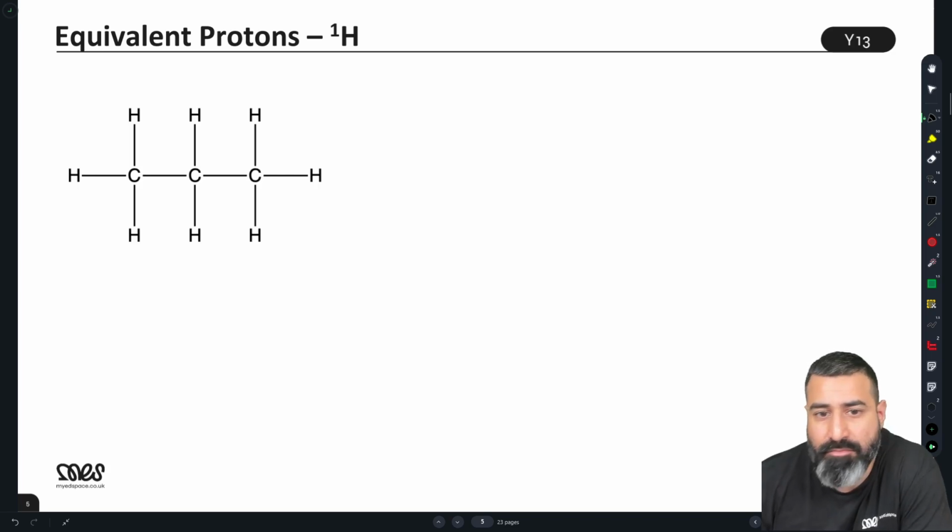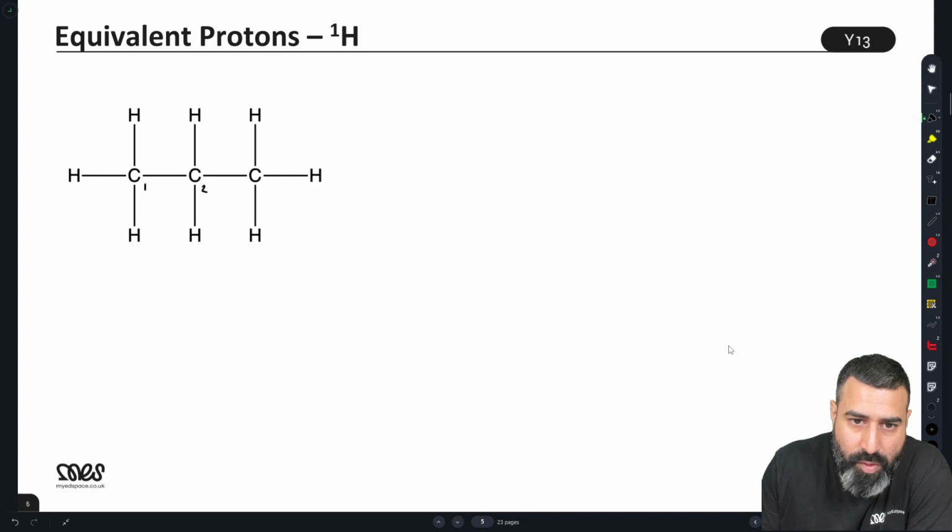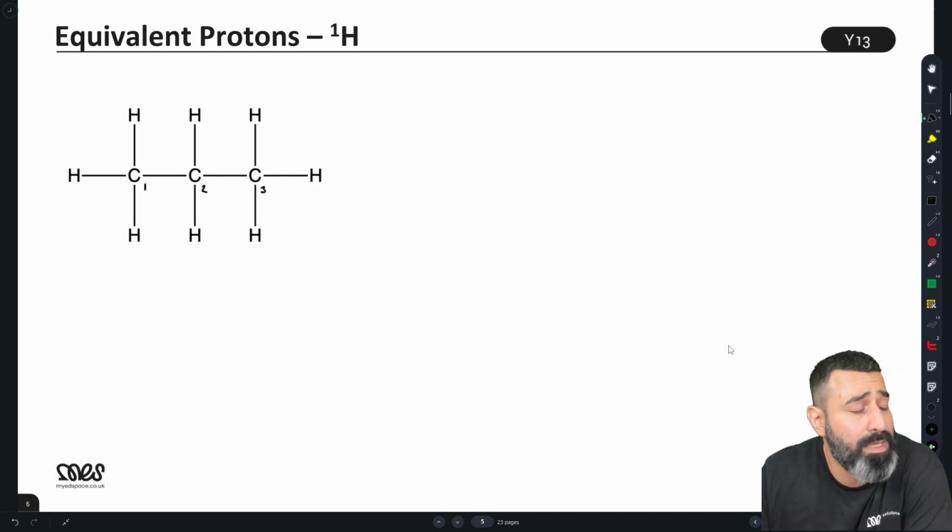So when we're looking at this molecule propane, how are we going to determine what the equivalent protons are? There is a good little thought experiment that we can do. First of all, let's number the carbons, 1, 2, 3 for sake of argument. So this is propane.